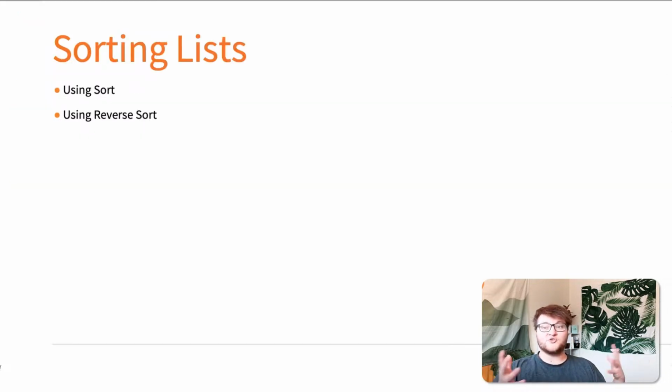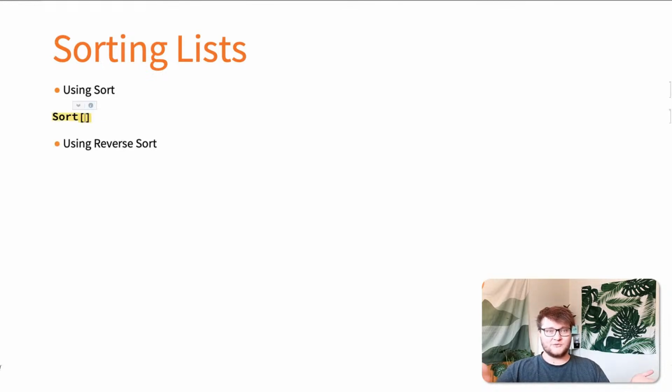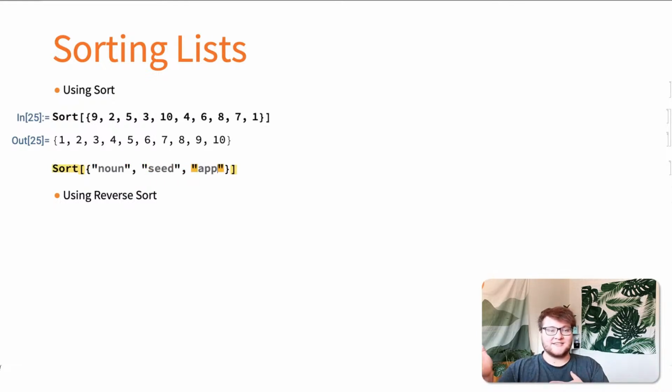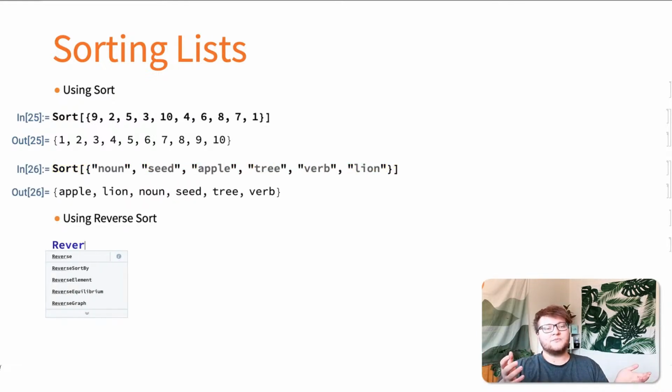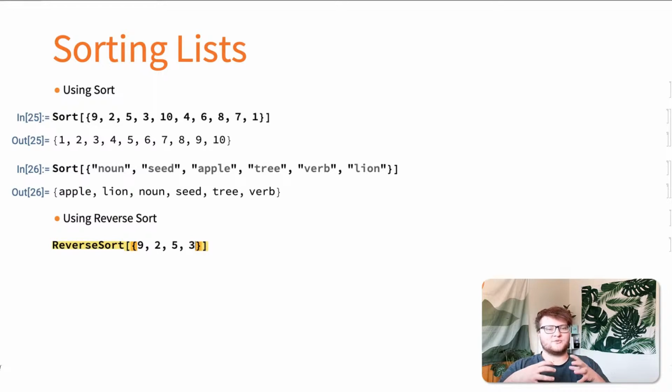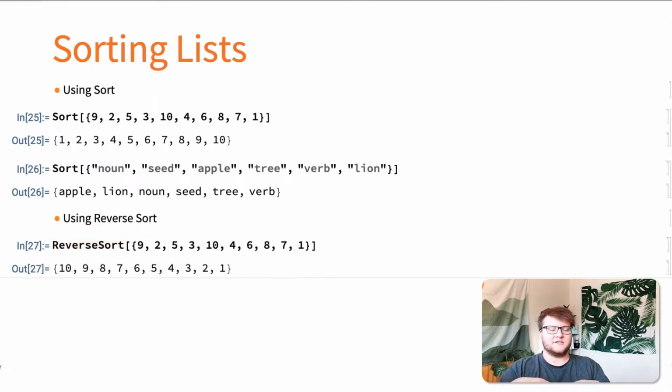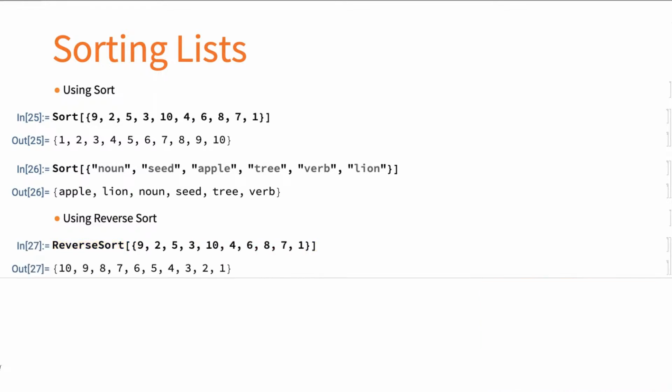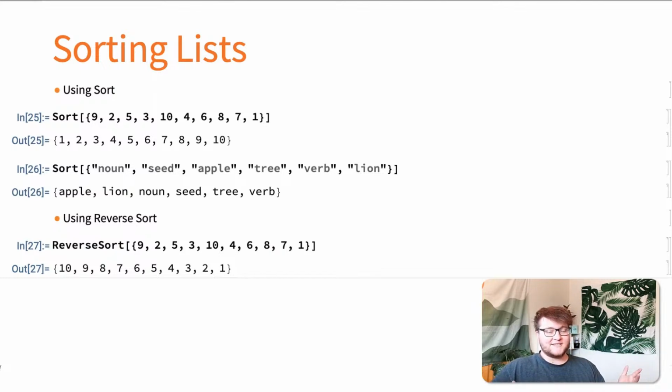So let's move on to sorting a list. The most obvious function for sorting a list is sort, which returns the sorted version of the list. Sort is also going to put strings in alphabetical order, and we can use reverse sort to get the sorted order from largest to smallest. So we don't have to sort it and then reverse it. Another thing that we might want to do with a list is counting.